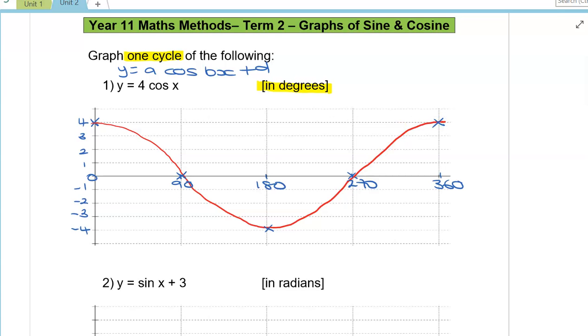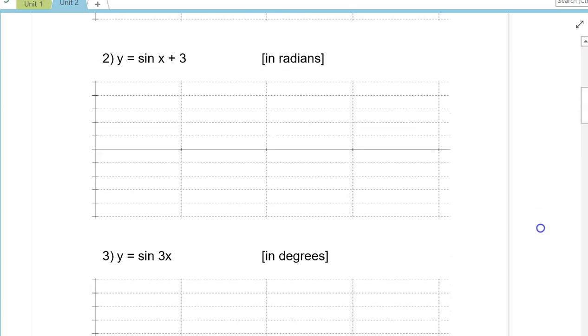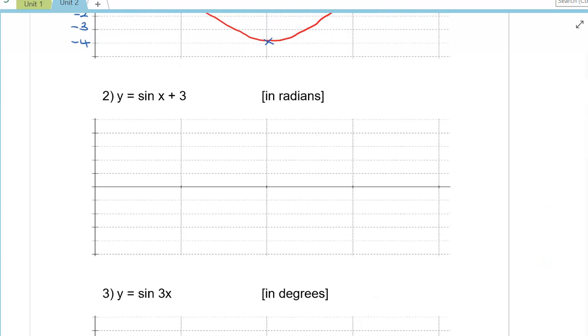All right, now let's go on to the second example. Similarly, we look at the things. We're only drawing one cycle. We're dealing with a sine function here, and we are now in radians. So let's have a look at the general formula. We've got y equals a sine bx plus d. Well, a is 1, so the amplitude is just 1. b is 1, so the period is just 2 pi because we're in radians, and d is 3.